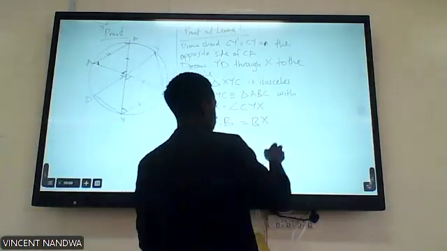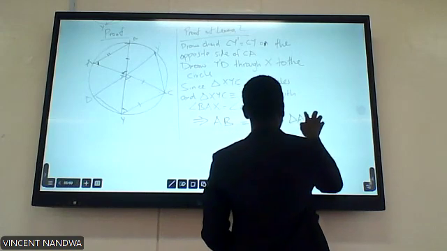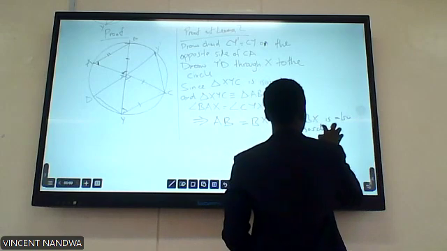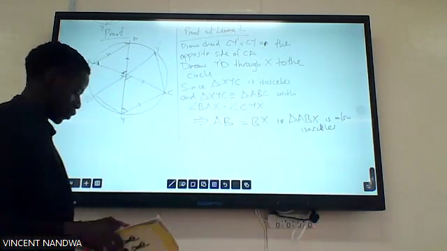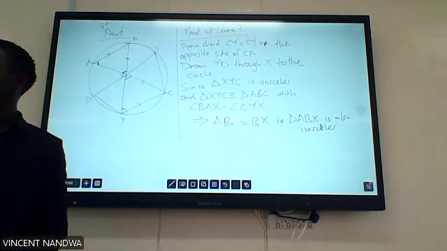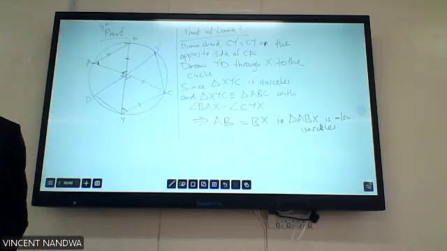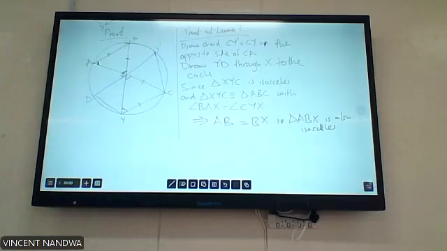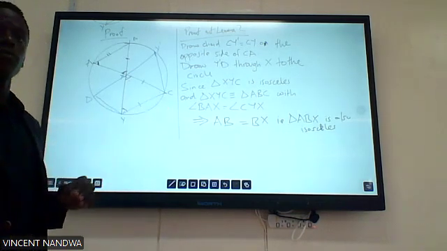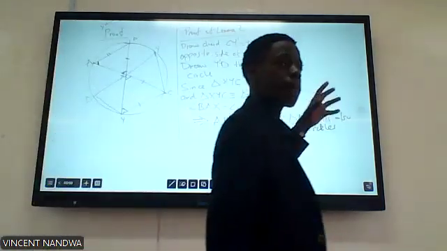That is, triangle ABX is also isosceles. This implies AB equals BX, i.e. triangle ABX is also isosceles. Are we together with everyone?